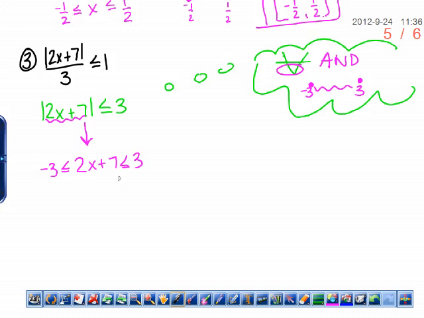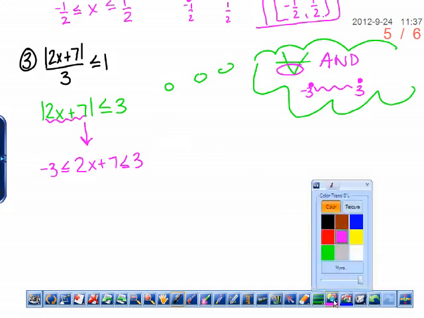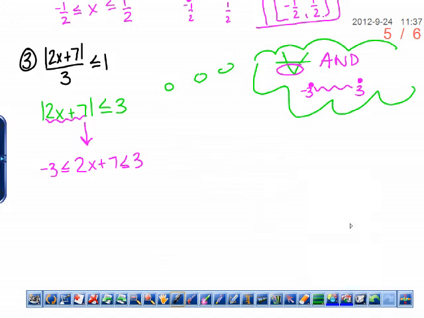Okay? How would you solve this? How would we solve this? What are we going to do first? Good. What you do to one part, you do to every part. So what am I going to get rid of first? All right, so I subtract 7 from every part. So this is -10 is less than or equal to 2x is less than or equal to -4. Next step? Divide by 2 on all 3 parts.